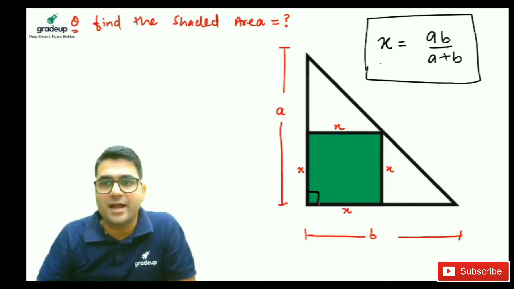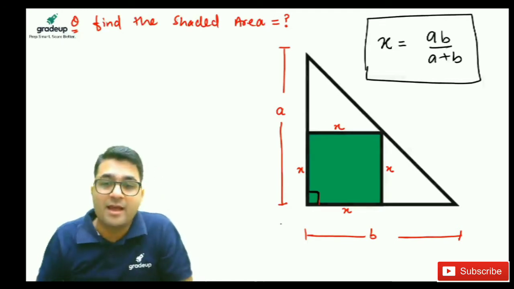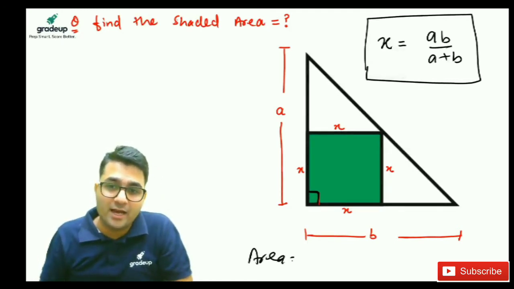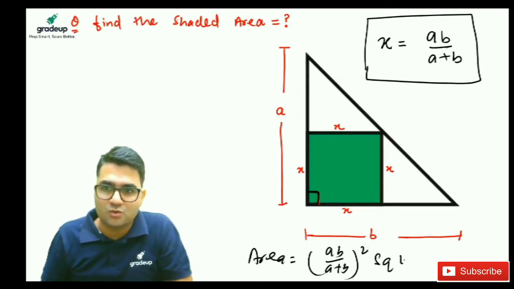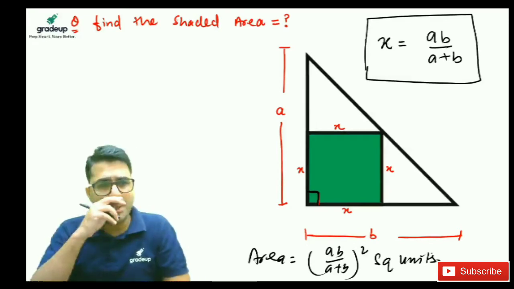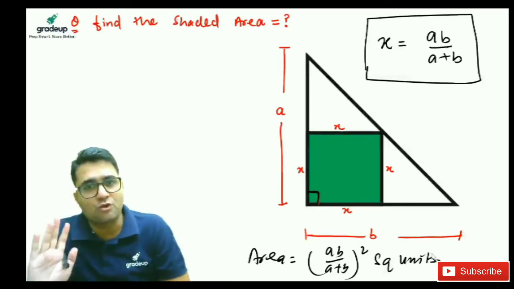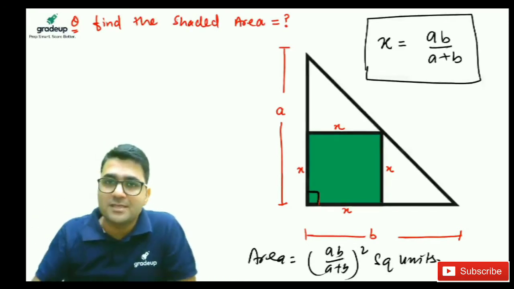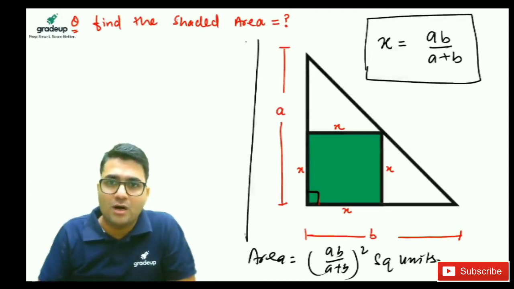This is the side of the square, and we need to find out the area. We can easily find this area, which is nothing but side square units. So this is basically a conceptual question. Now, on the basis of this, I am giving you a question.